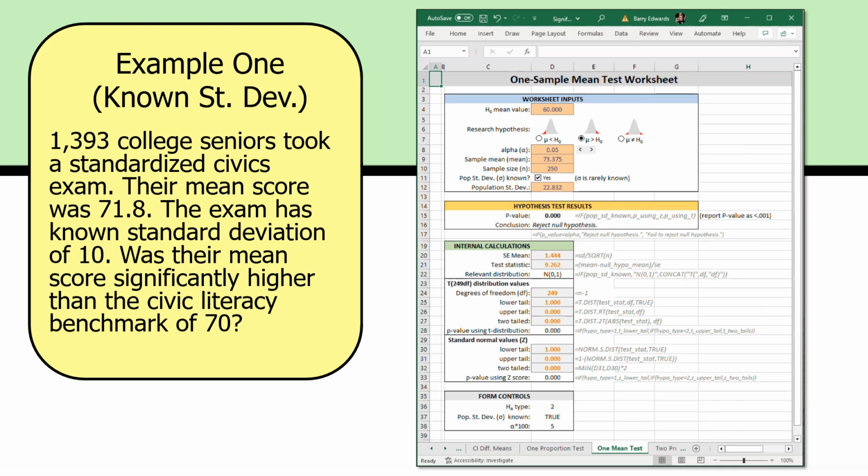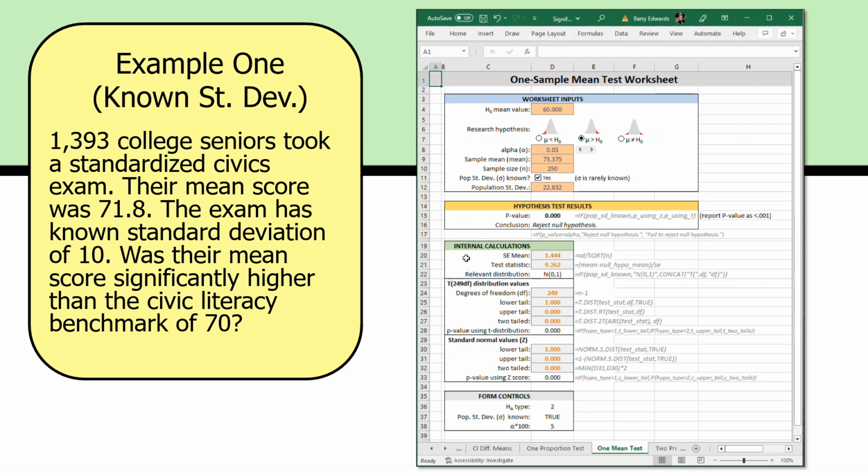And this example reads, 1,393 college seniors took a standardized civics exam. Their mean score was 71.8. The exam has a known standard deviation of 10. Was their mean score significantly higher than the civic literacy benchmark of 70?